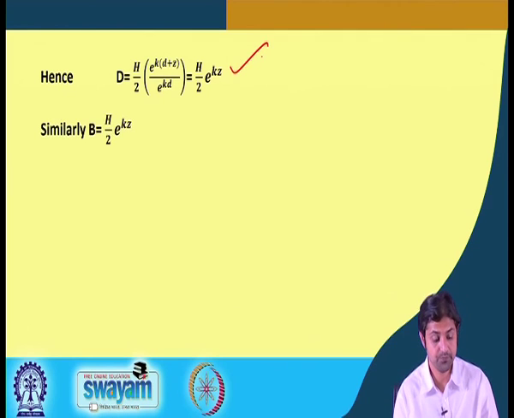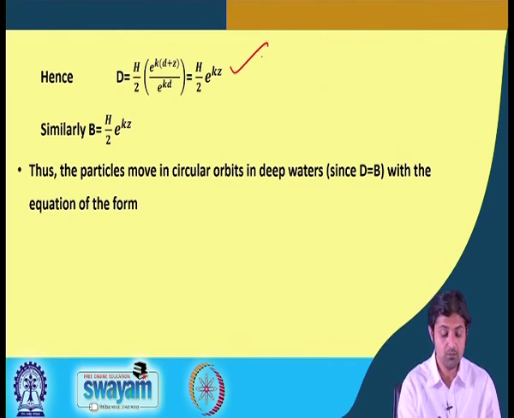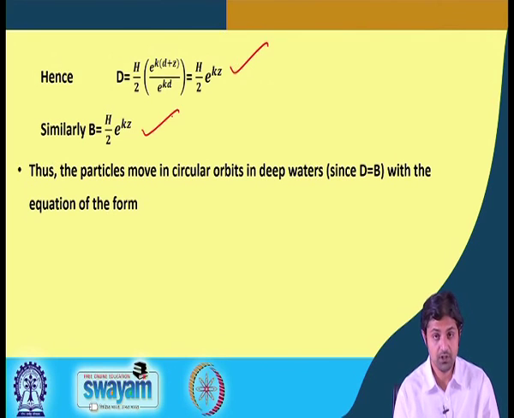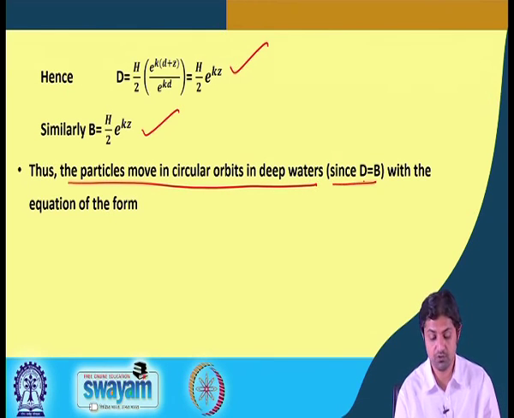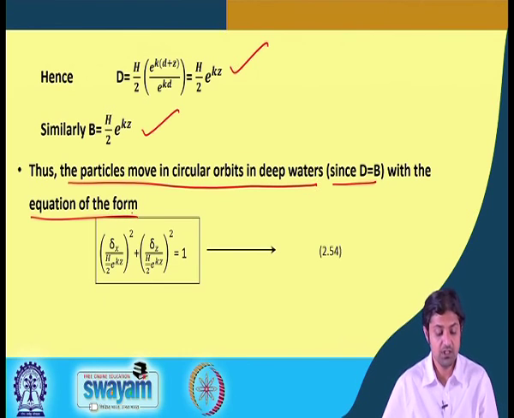This is important. Similarly, if we do the same process with B, we will again get H by 2 e to the power kz, because in deep water that is going to happen again. Therefore, you see both B and D are the same. So, in an ellipse, if both the major and minor axes are the same, it is nothing but a circle. Therefore, the particles move in circular orbits in deep water, since D is equal to B, with the equation of the form (delta x divided by H by 2 e to the power kz) plus (delta z divided by H by 2 e to the power kz), whole squared, is equal to 1.